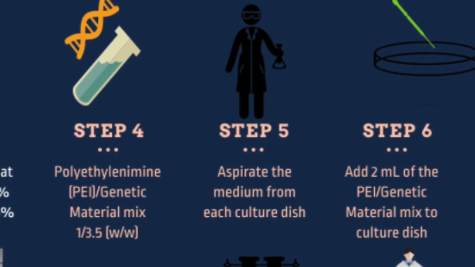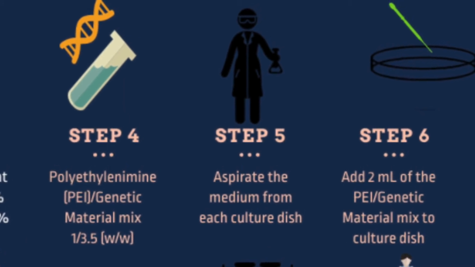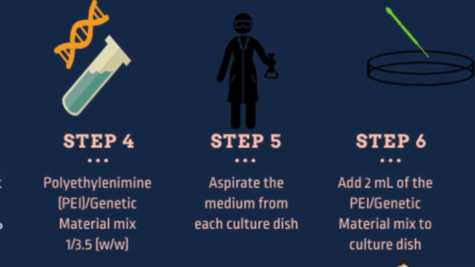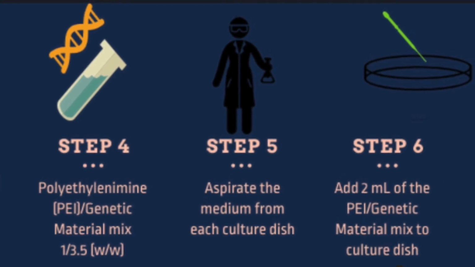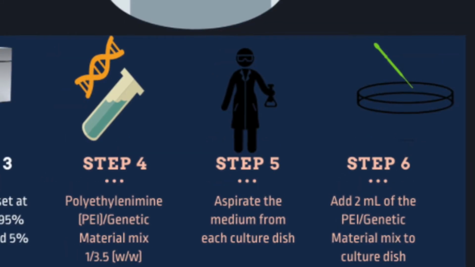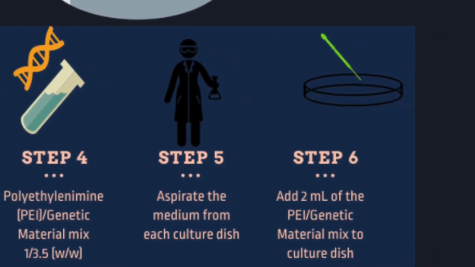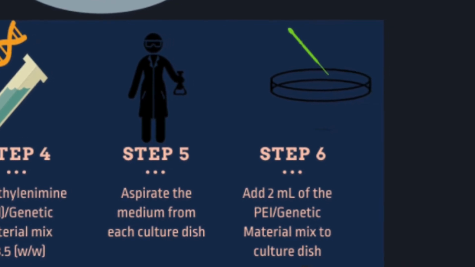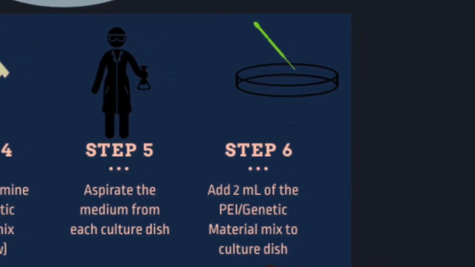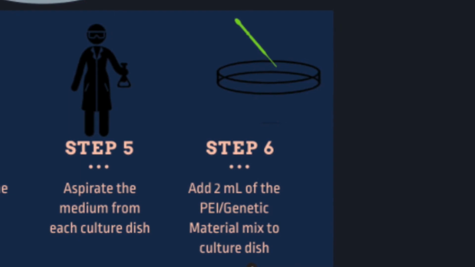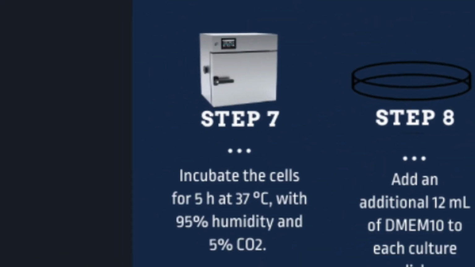Then we take 6 cell culture dishes out of the incubator and completely aspirate the medium from each culture dish in a laminar flow hood. We add 12 milliliters of DMEM1 solution to each dish, mix the PEI and genetic material, and add 2 milliliters of that mix to each culture dish. Then we incubate the cells again for 5 hours at 37 degrees with the same conditions of humidity and 5% CO2.